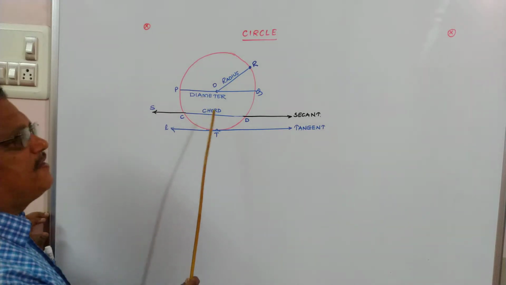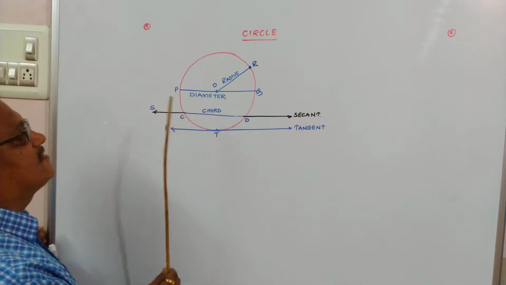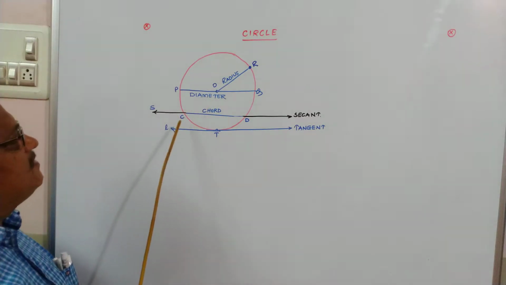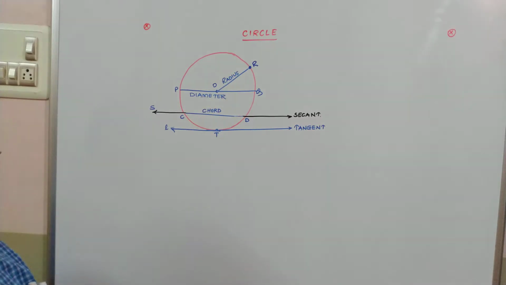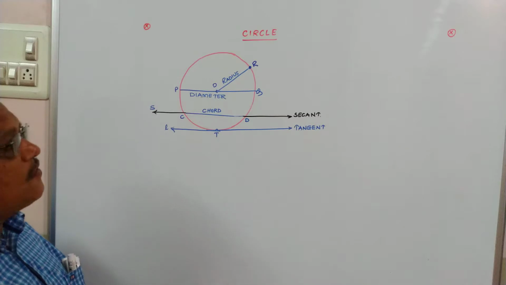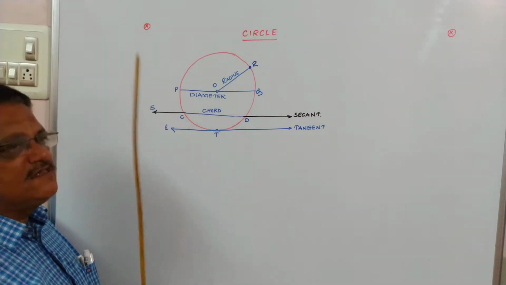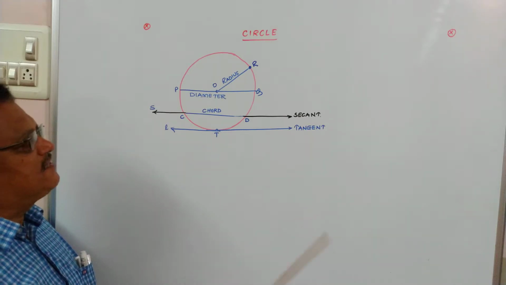In this figure, segment OR is radius, CD is also a segment, but it joins two distinct points of the circle. The segment joining the distinct points of the circle is called a chord. Diameter is also a chord which passes through the center of the circle. Diameter is the largest chord of the circle.